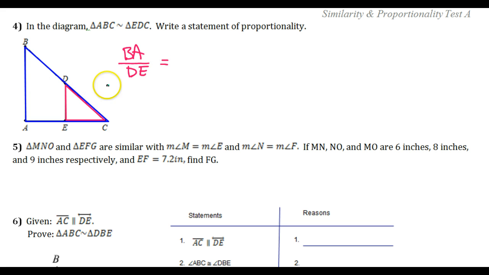Okay, big, small. I could go BC, it's the large side, and then DC is the corresponding smaller side. And then on the bottom here I could go AC for the bigger one, and then EC for the smaller one. So that's a statement of proportionality.